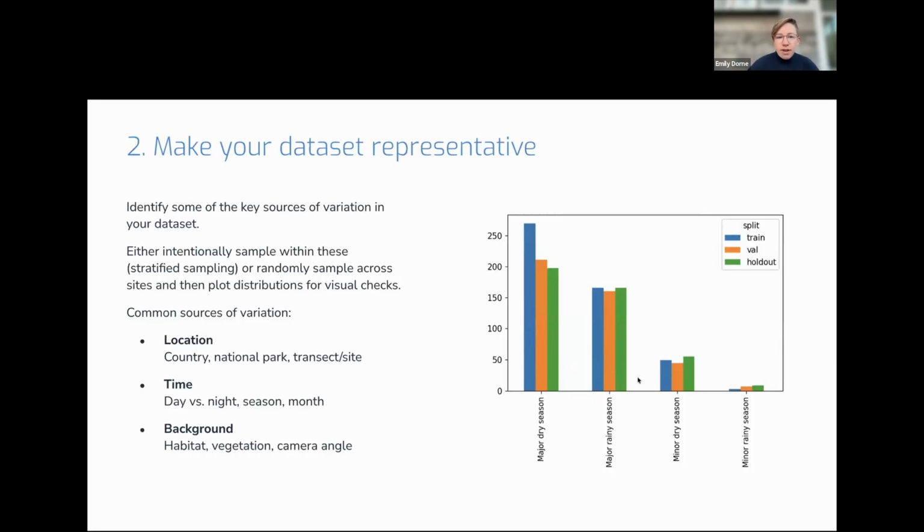So common sources of variation that you might want to think about are things like location. Maybe you have different countries, national parks, transects represented in your data set. You might have different time of day. What are these things that you know from the metadata that you can do some of these checks on to say, yes, I've included daytime and nighttime videos. I've included videos from different times in the year. I've included videos with different backgrounds, so different habitats, different vegetations, different camera angles. And that's really going to help your training data set be representative.